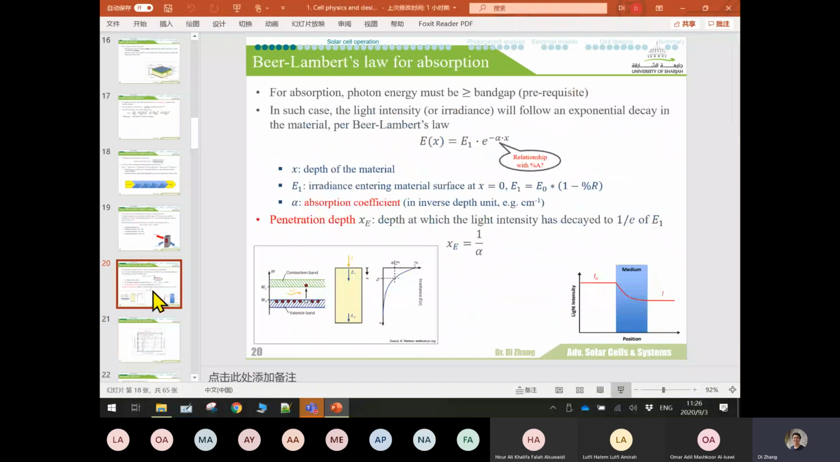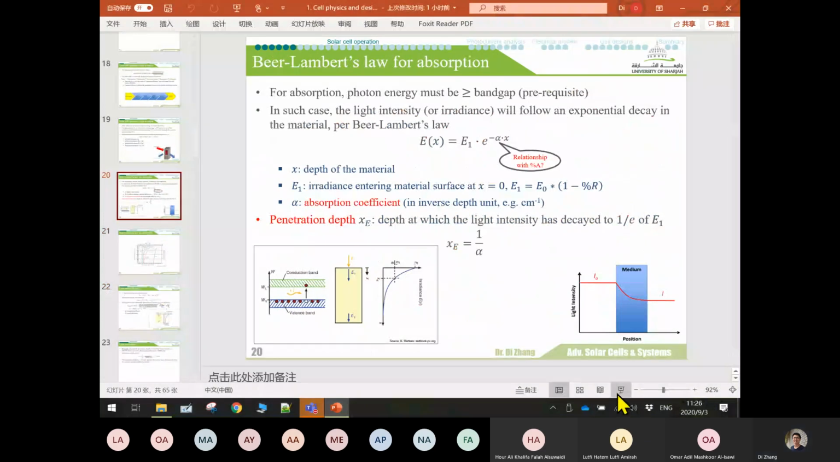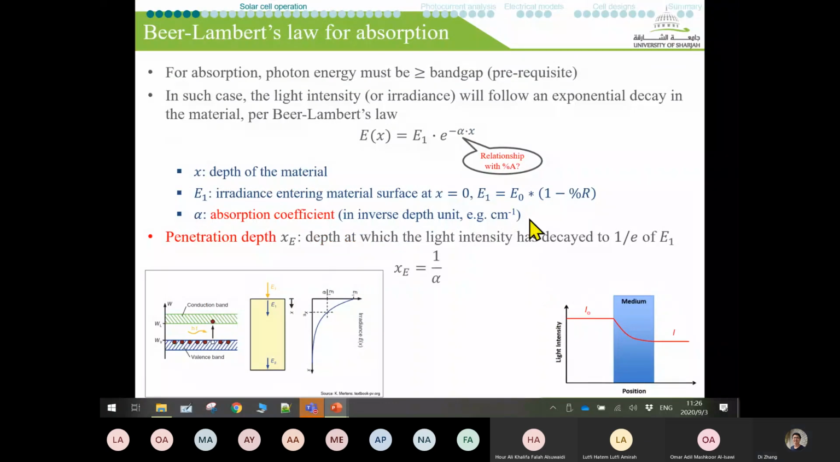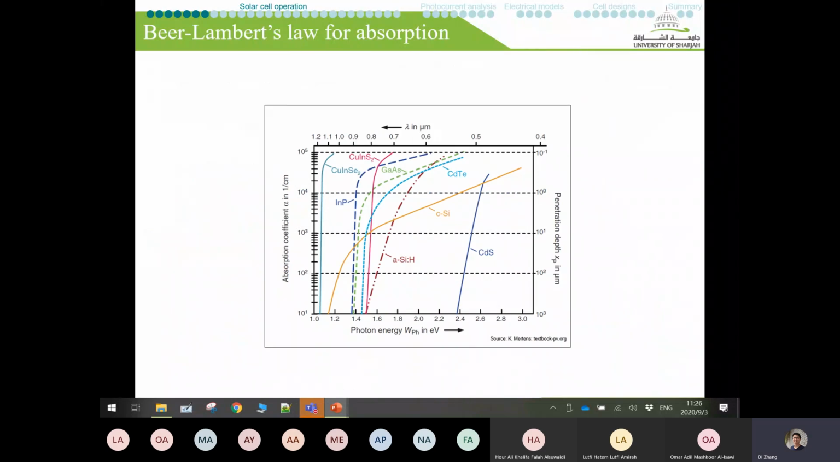Let me go to the next slide. Next one. Okay, so we describe the absorption coefficient. It's very interesting for us to plot the absorption coefficient as a function of photon energy, because you have to keep in mind that the absorption behavior for a certain material will be different for different photons. It will be different for different wavelengths.